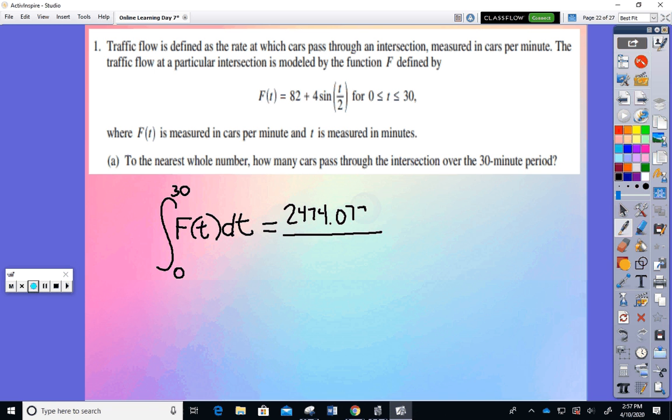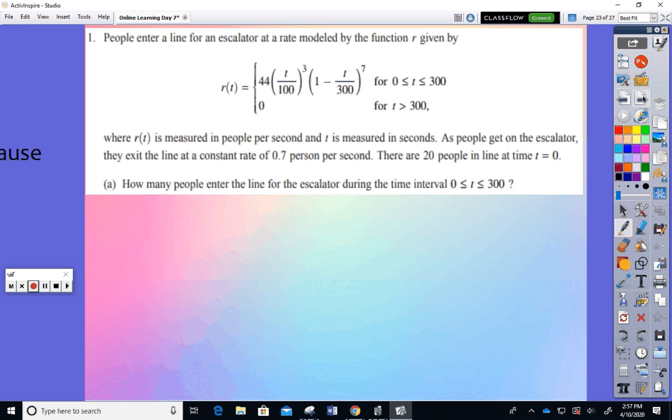2,474.0775. Now, we went from a rate of cars per minute to an amount of cars. Okay? So I'm going to interpret that as meaning during that 30-minute period, roughly 2,474 cars went through the intersection total. Okay? Not so bad, huh?